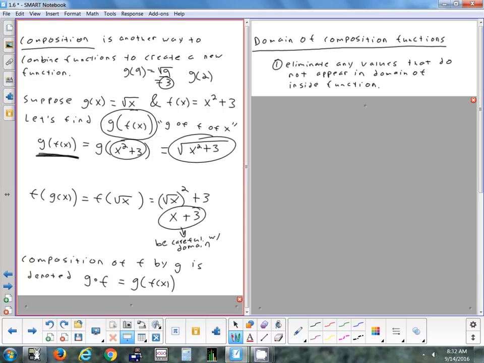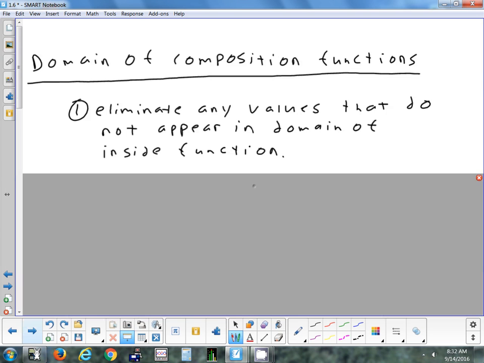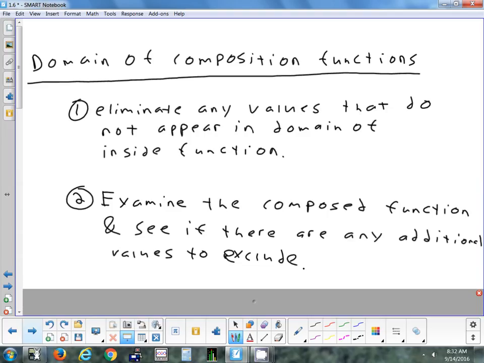After I figured out the domain of the inside function, what I would do is look at my final answer for the composed function, the new one that I created. And I would see, are there any additional values that I need to exclude in the composed function? I might need to exclude something if the final answer could cause me to divide by 0, or take the square root of a negative.